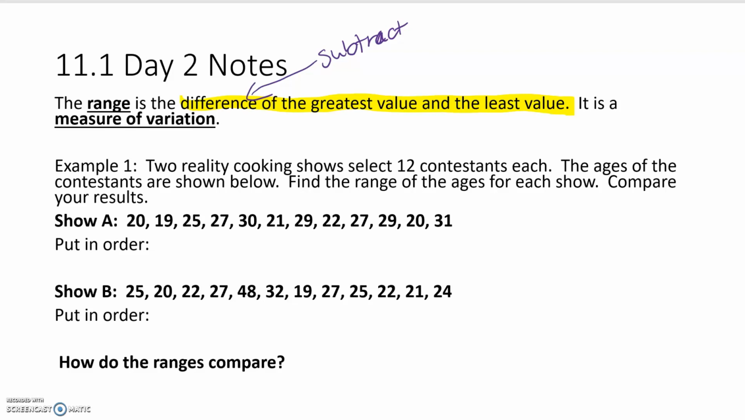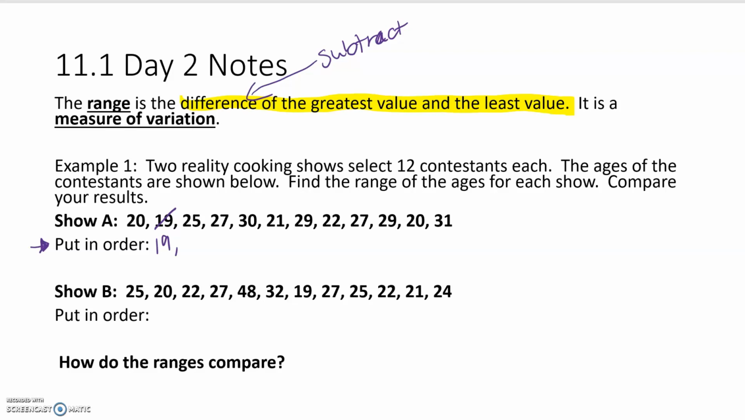range. So example number 1 says, 2 reality cooking shows select 12 contestants each. The age of the contestants are shown below. Find the range of the ages for each show. Compare your results. So for show A, we have 12 different ages listed there, and the first thing that my notes are alluding me to do is to put them in order. So I'm going to start by putting all of these numbers in order. And remember, I'm going to cross them off as I go so that I make sure that I have all of them.